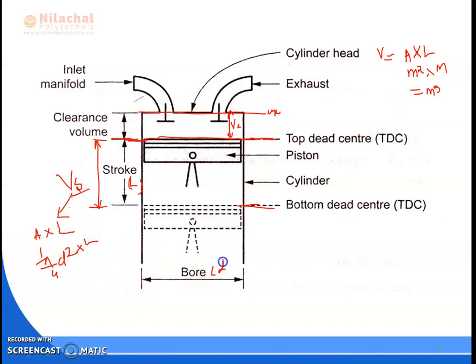So what is the D? Bore is known as your diameter. The nominal diameter of the cylinder is known as your D. So pi by 4 D square L will give us what? Swept volume. So here to here, the volume is your swept volume. Here to here, the volume is your clearance volume. Then what is your total volume? This is your total volume, that is known as your V. So what is your total volume? VC plus Vs. Okay.